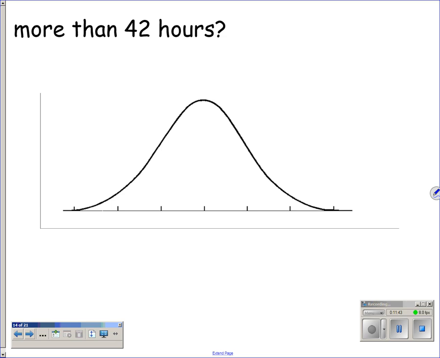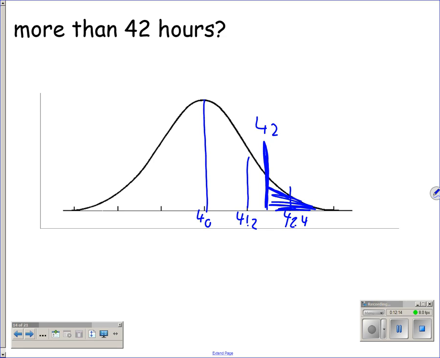I'm not going to draw the whole thing again, but it was 40 here, 41.2, and 42.4. So if I say more than 42 hours, 42 we said was right here. If I say more than 42, which direction am I shading? To the right of that value or to the left? To the right. I want to know that percentage right there.